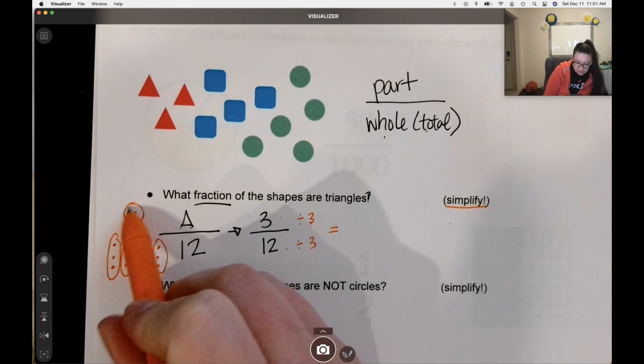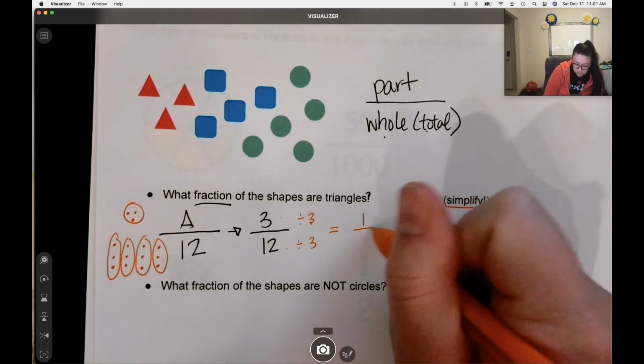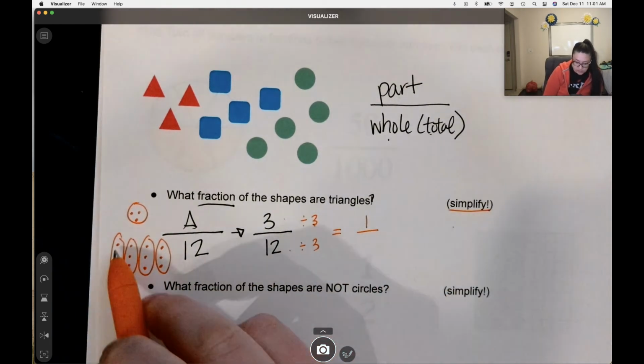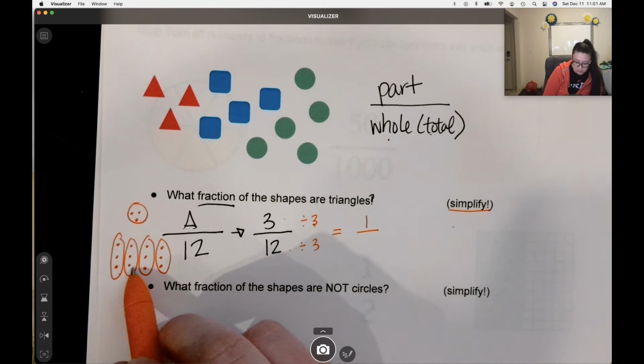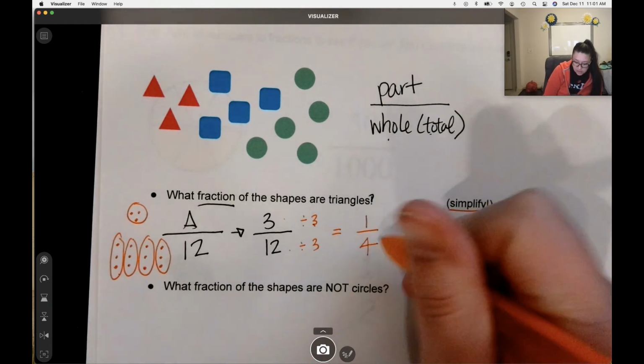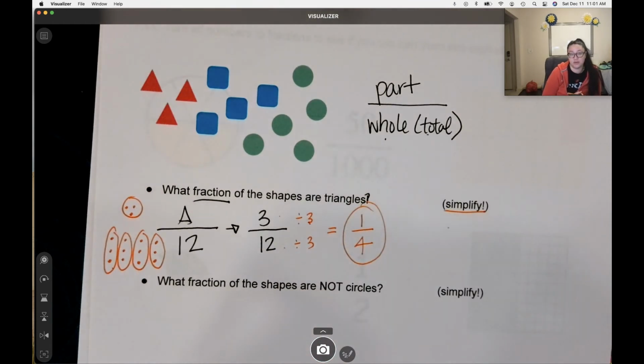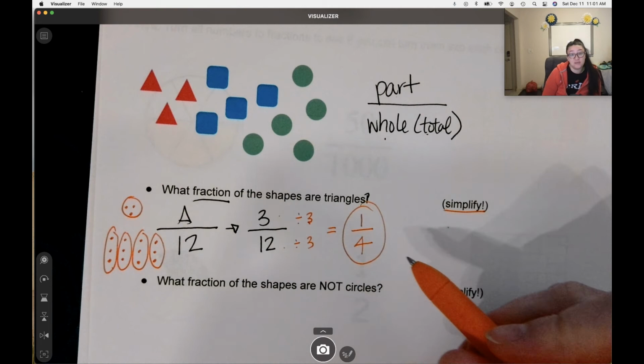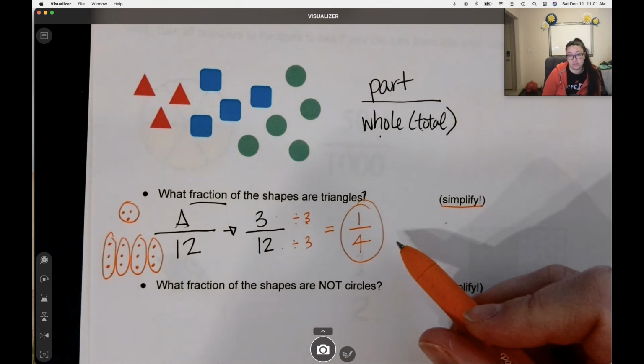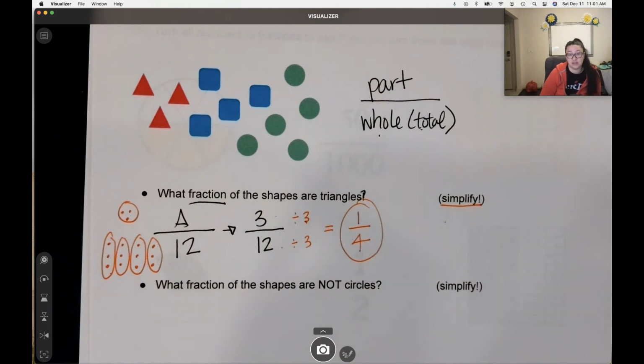So 3 divided by 3 means that there's one group. And then 12 into groups of 3 means there's 1, 2, 3, 4 groups. So this fraction simplifies to 1/4. For our major summative, you're going to have to know how to simplify. You won't get full points if you do not simplify on the major summative.